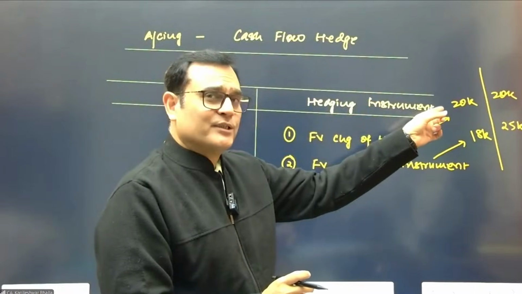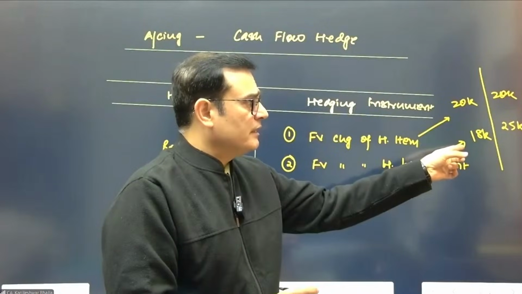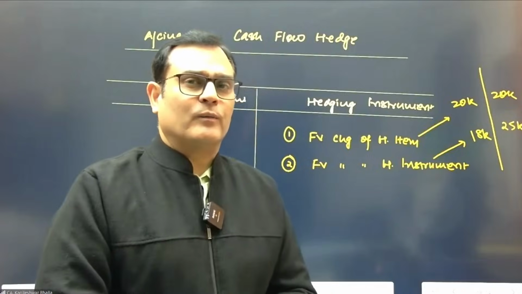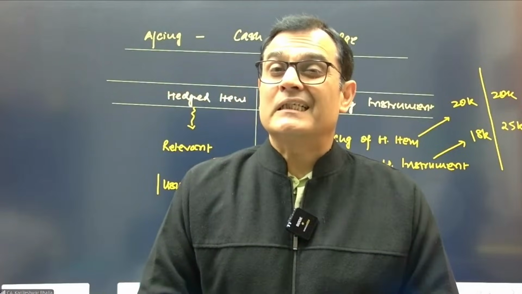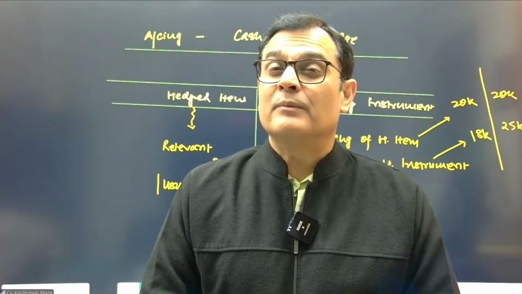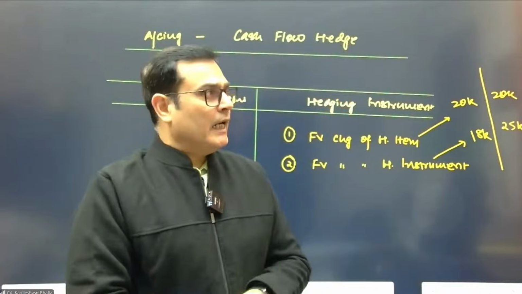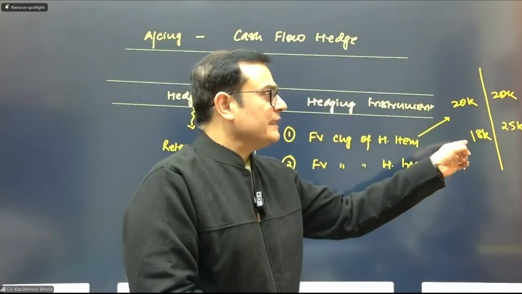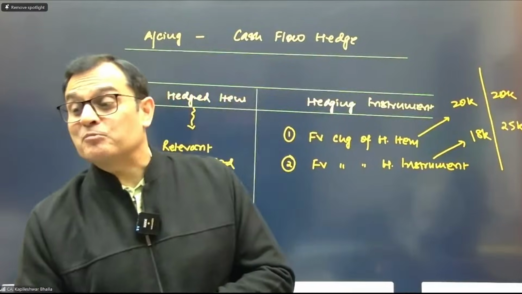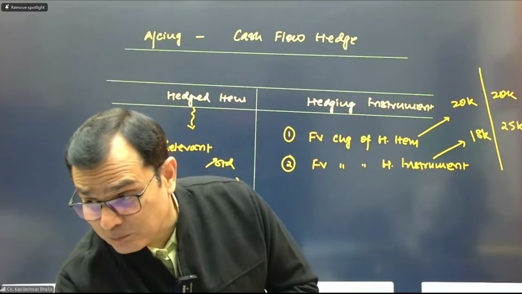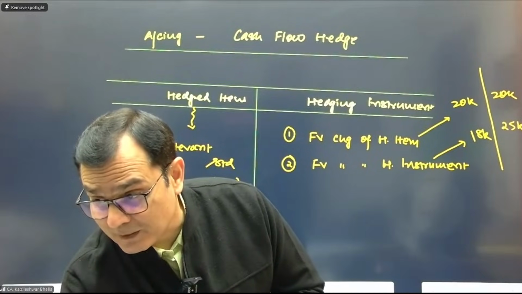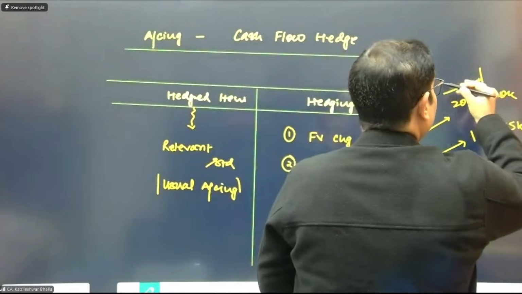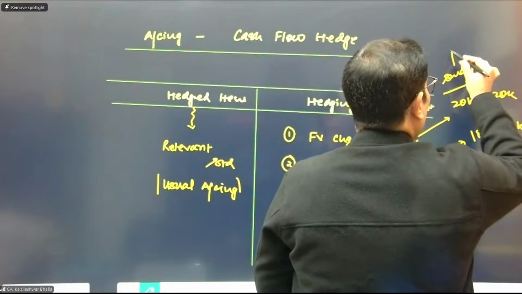Tell me now, friends, I want to get this answer from you. In the first case, your fair value change of the umbrella is less than the fair value change of the item. Is the umbrella small or is the umbrella big? Are you able to protect yourself completely or not? Tell me. This is important to understand. That's right. The umbrella is supposed to be small in nature.